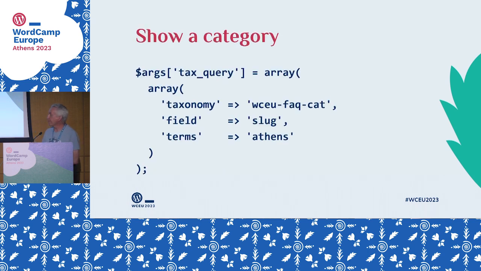Okay, so let's show the FAQs from a specific category. Add this just above, well, before the WP query runs. Yes, you'll need to add it after the args array is defined and before the WP query is called. So at the moment, this is just a hard-coded query to get a particular taxonomy term.